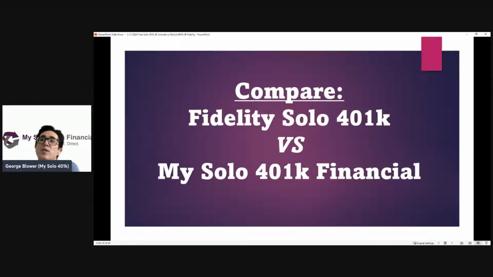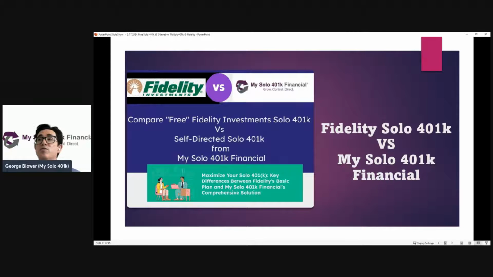Okay, so now let's start to compare the Fidelity solo 401k versus the solo 401k plan that we offer. Let's look at some of the key features, right? Fidelity calls it their self-employed 401k.